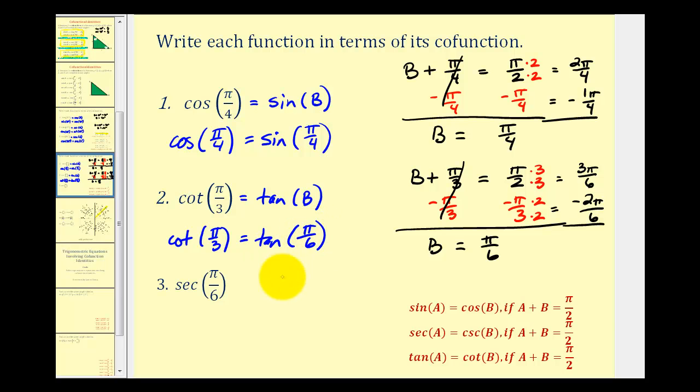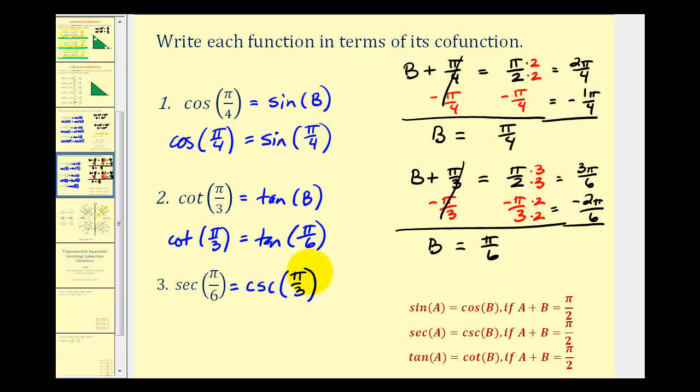And then for our last example, we have secant pi over 6. This cofunction identity is going to involve cosecant of the angle that's complementary with pi over 6, but we can tell from example 2, pi over 6 and pi over 3 are complementary, or have a sum of pi over 2 radians. Therefore, this is going to be cosecant pi over 3 radians.